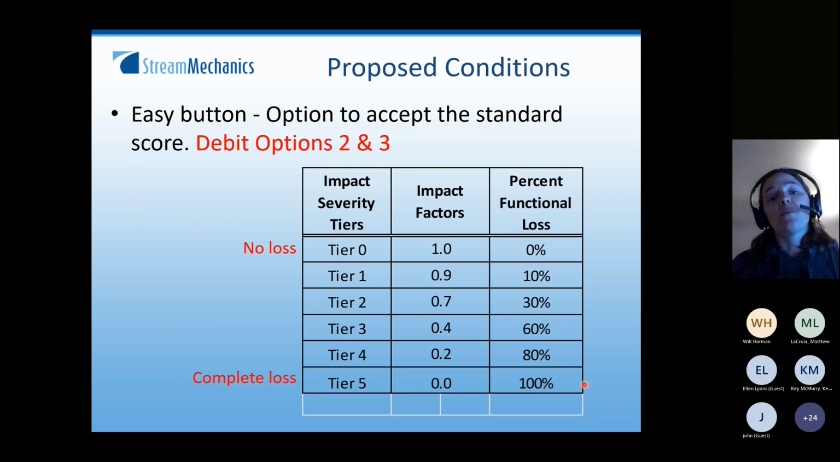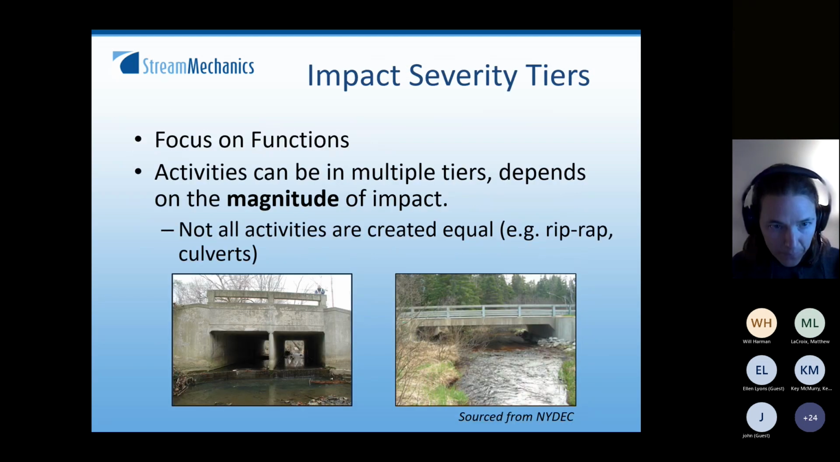I've paved over it. It's now a parking lot. All stream function is gone, so 100% loss. These tiers are described in the user manual. There is a whole appendix for the user manual that describes in detail different activities and kind of what puts you into different impact severity tiers. So please read your user manual for more information on the impact severity tiers.